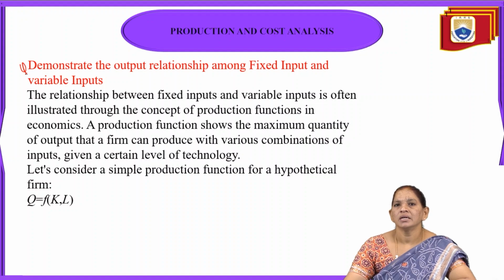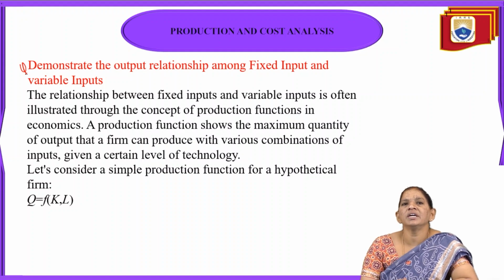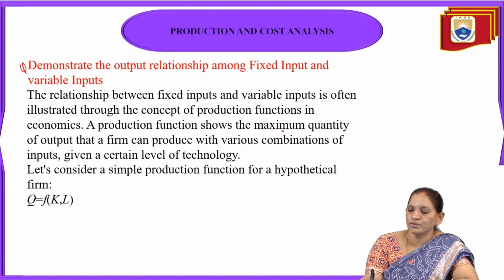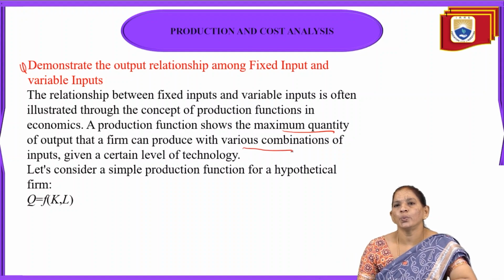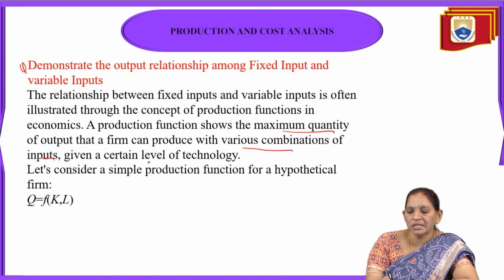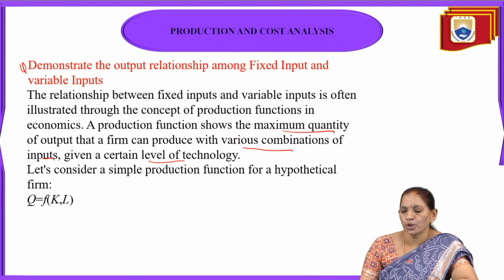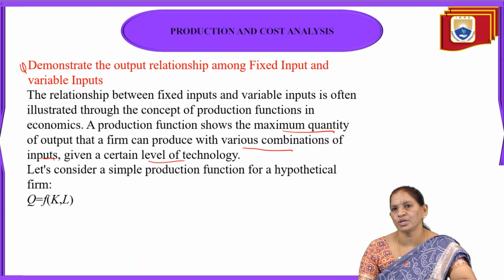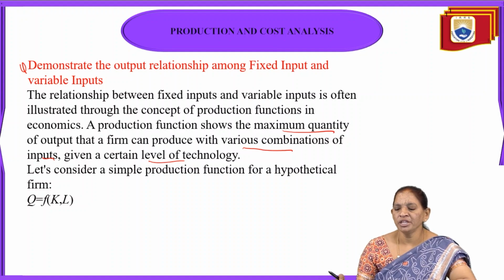So first, we can say the relationship between the fixed and variable inputs is often illustrated in the cost of production function. As we know, the production function itself shows the maximum quantity of output that a firm produces with various combinations of inputs at a given level of technology. It is the Cobb-Douglas production function, which says how much maximum quantity we can produce by minimum utilization of the combination of inputs.